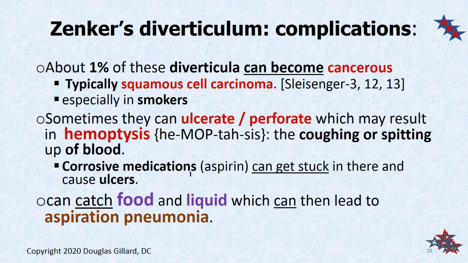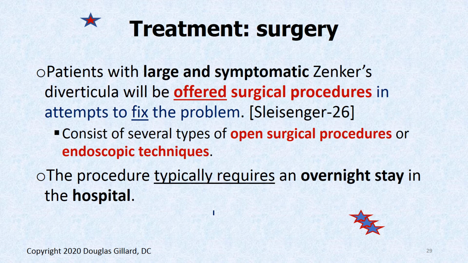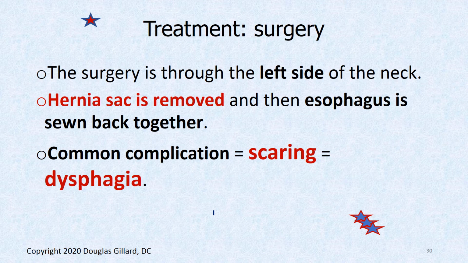We're in complications. Yeah, they can catch food. We already said they can cause a pneumonia, aspiration pneumonia. What's the treatment? Well, if you can't stand them, if they're large and they're causing trouble and you're getting pneumonia, they just go in there and sew them shut, basically. They cut out the excess and sew the esophagus together. And it's, from what I understand, it's fairly effective. It does require an overnight stay in the hospital.